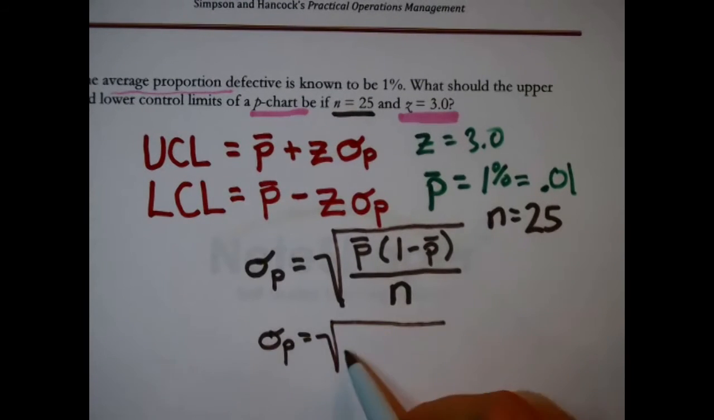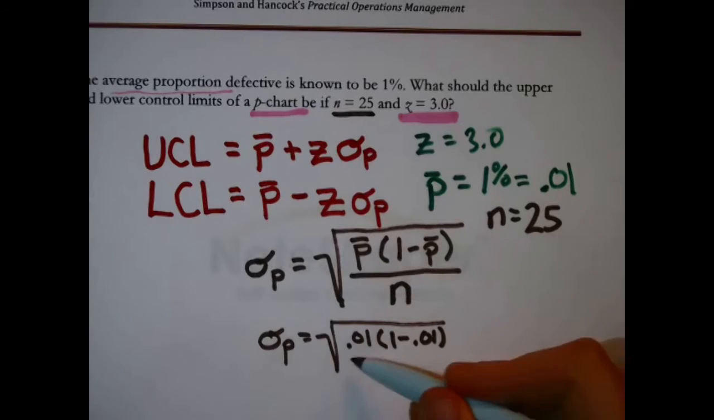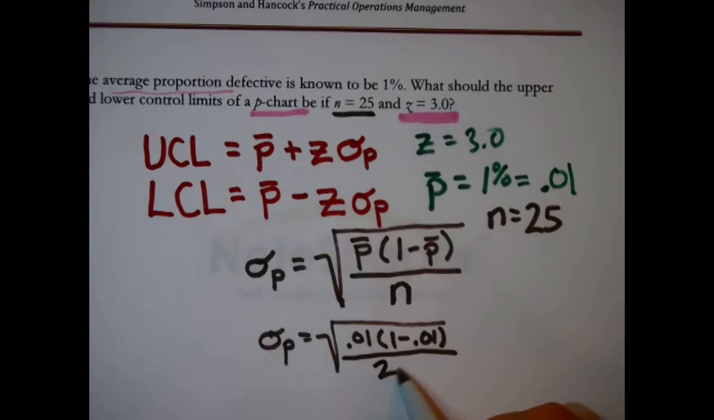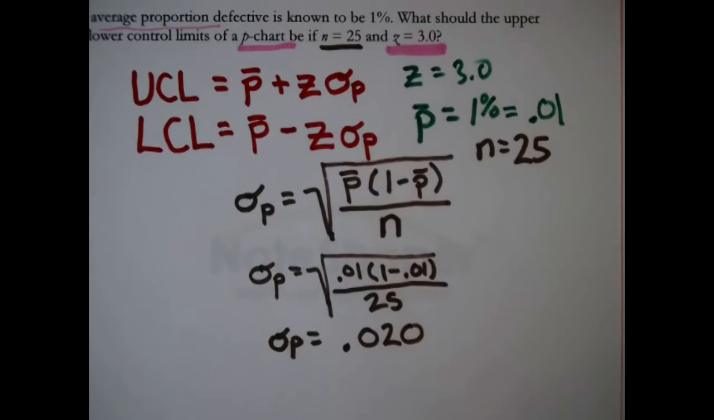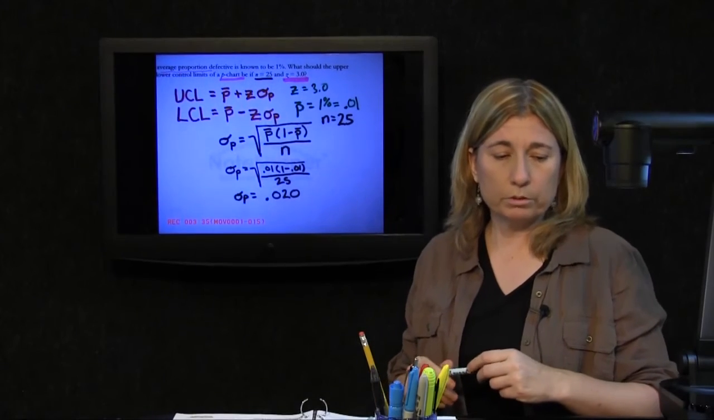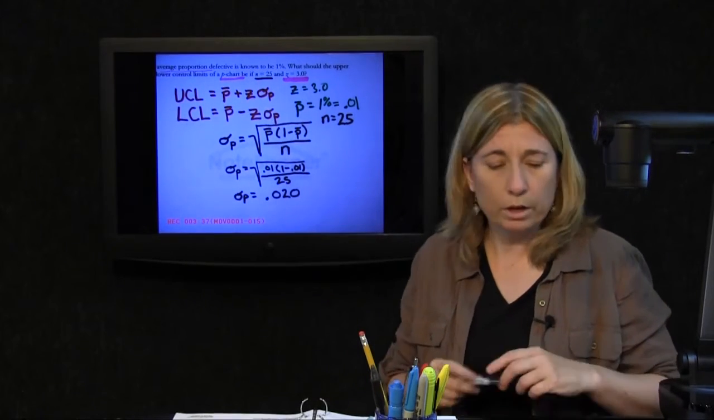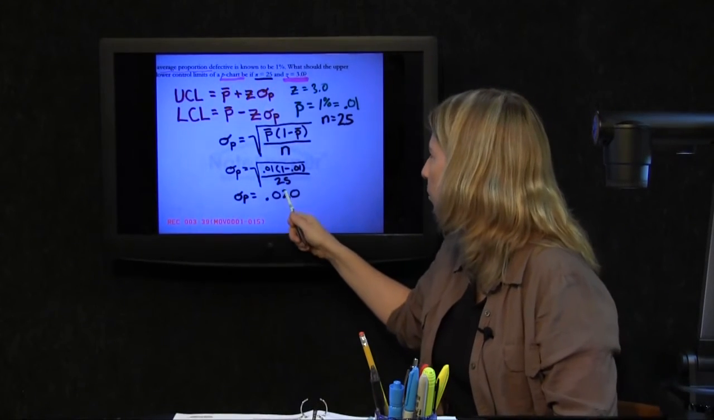So that would be the square root of 0.01 times 1 minus 0.01, or 0.99, divided by 25. Do this first, then take the square root. And I got on my calculator, I did a little rounding, close enough, 0.02. That's then what we need.